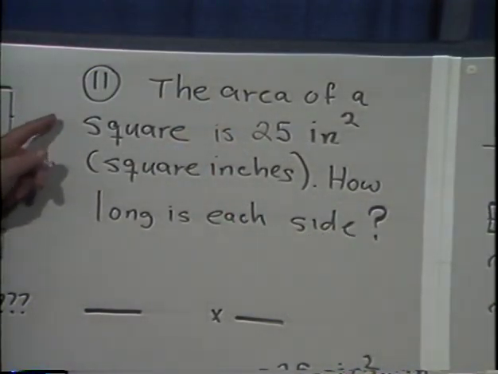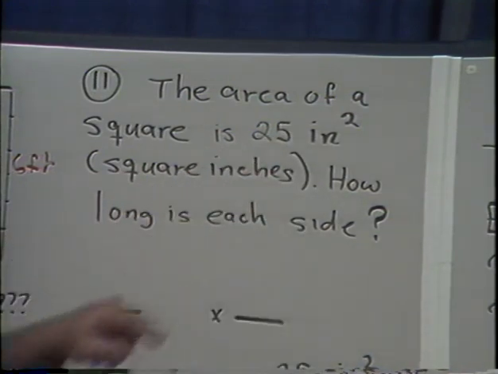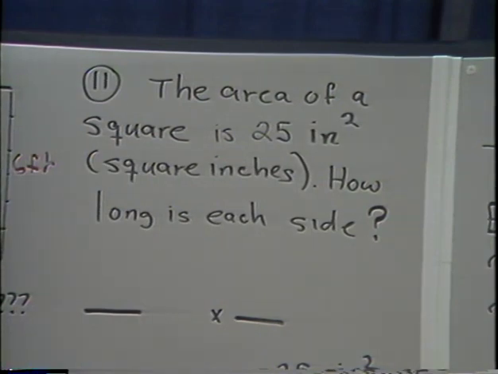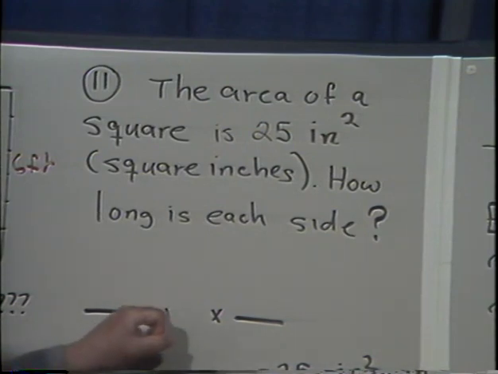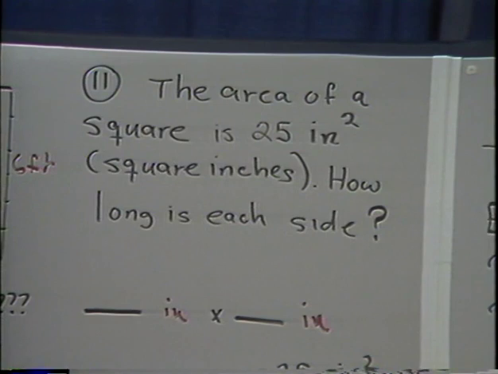Suppose I tell you that the area of a square is 25 square inches. I like to write it this way to emphasize inches times inches. Now I say, how long is each side? Go for the dimensions first. Since it's square inches, which means inches times inches, the side must have been measured in inches. Now you're saying, what number must I multiply by itself?